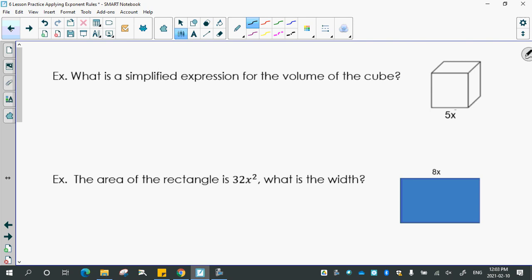What is a simplified expression for the volume of the cube? Would it be 5x to the power of 3? Okay, so 5x all to the power of 3? Is that simplified? Or can I simplify it more than that?